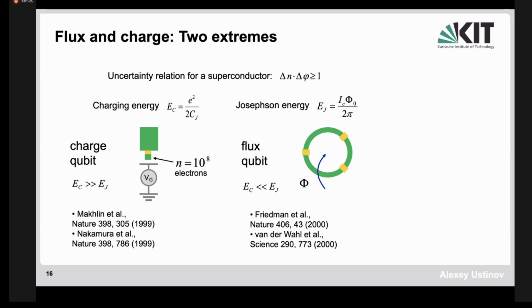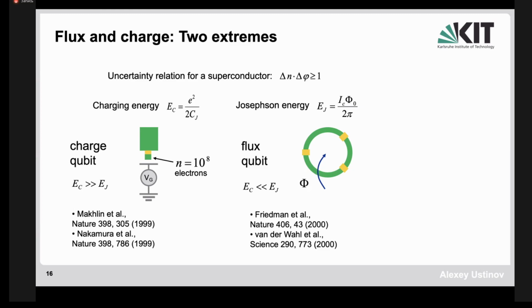Now, if capacitance is larger, then the energy which will dominate will be Josephson energy. And this energy is simply the critical current times the flux quantum divided by 2 pi. So large is the Josephson coupling, large is the critical current. And these two energies need to be compared.